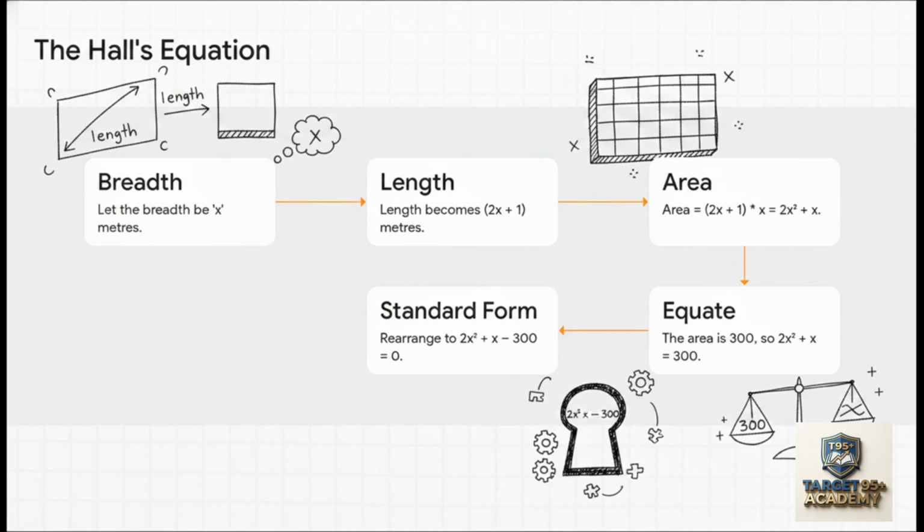First, since we don't know the breadth, let's just give it a name. We'll call it x. Now, based on the rule, we can express the length using that same x. It becomes 2x plus 1. We all know area is just length times breadth, so we multiply them together. The best part is we know the area is 300, so we set our little formula equal to 300. And with a quick bit of rearranging, we get this. 2x squared plus x minus 300 equals 0. That right there, that is the mathematical key to our entire puzzle.